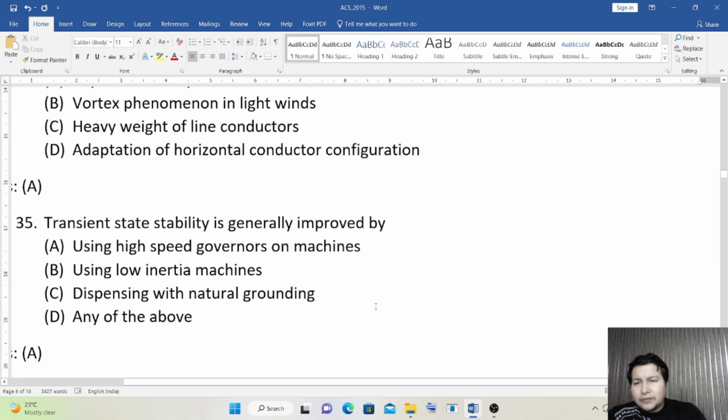Question 35. Transient state stability is generally improved by using high speed governors on machines, using low inertia machines, dispensing with natural grounding, any of the above. So the correct option is option A.